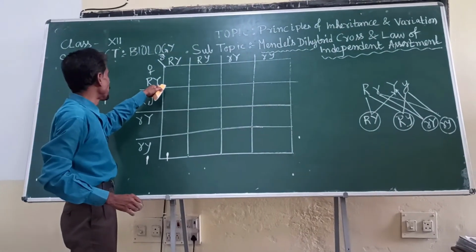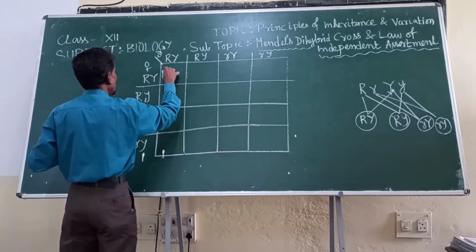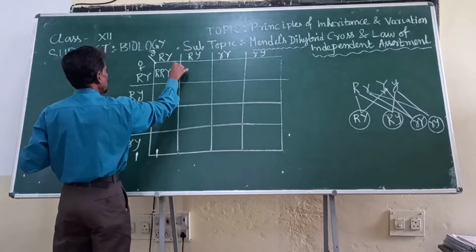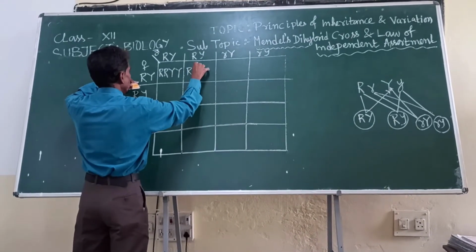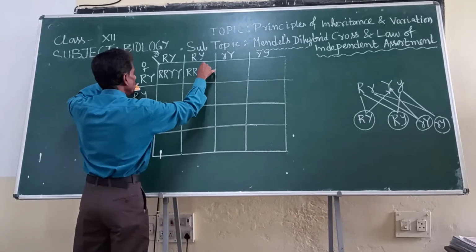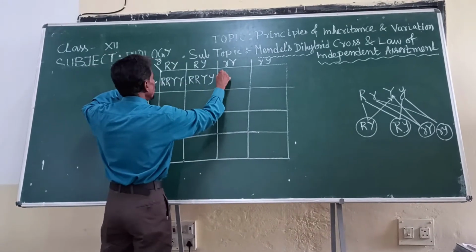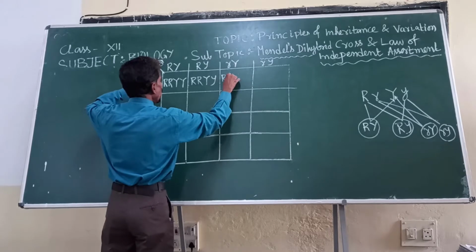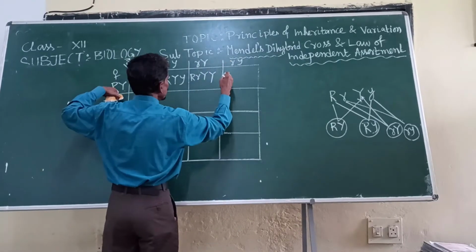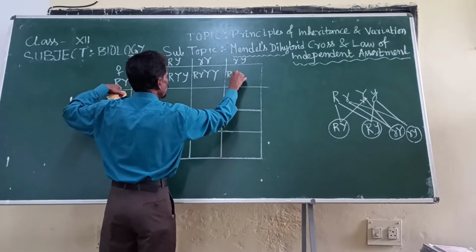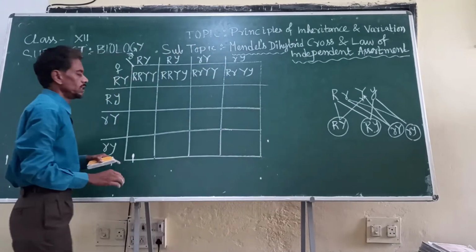Now, when this gamete fertilizes this gamete, the resultant product is capital R, capital R, capital Y, capital Y. When this fertilizes with this, the resultant is capital R, capital R, capital Y, small y. When this fertilizes with this, the resultant is capital R, small r, capital Y, capital Y. This with this, capital R, small r, capital Y, small y. Is that clear to you?